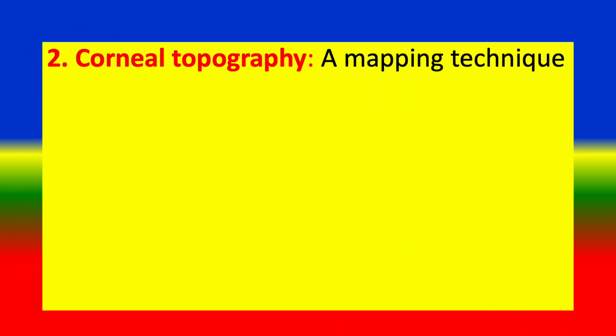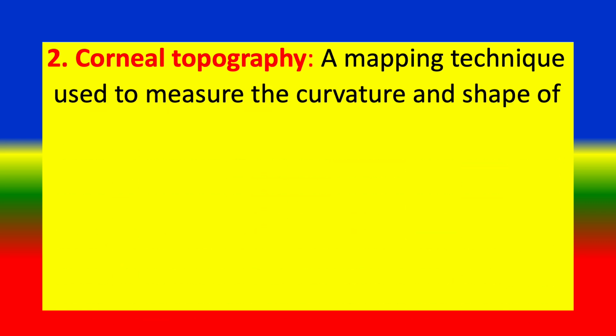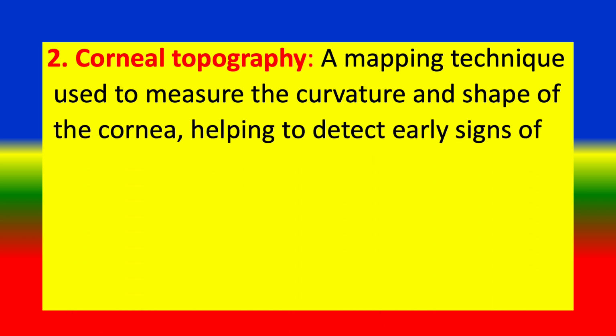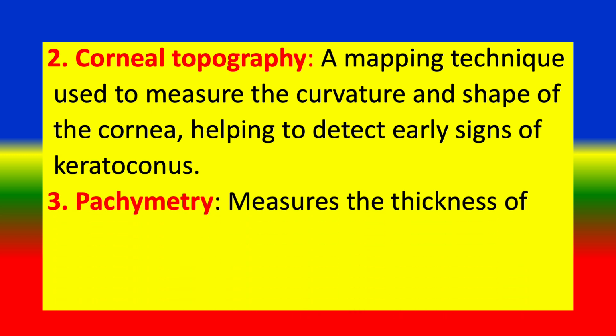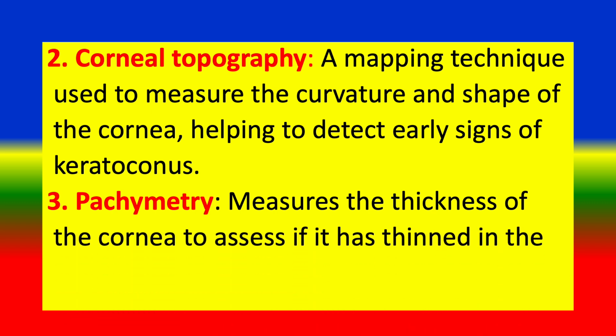2. Corneal topography, a mapping technique used to measure the curvature and shape of the cornea, helping to detect early signs of keratoconus. 3. Pachymetry measures the thickness of the cornea to assess if it has thinned in the central area.